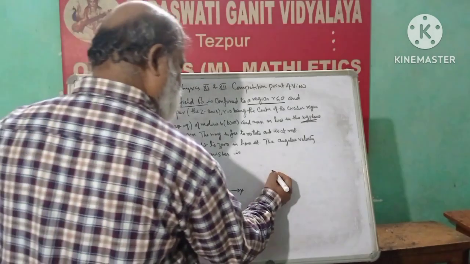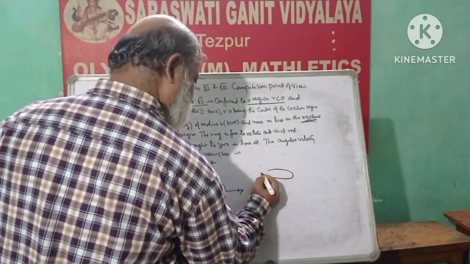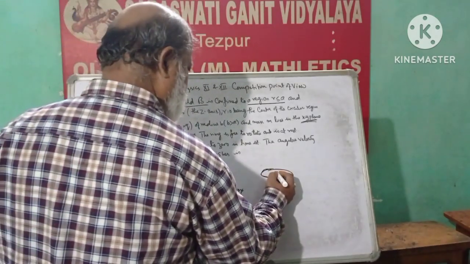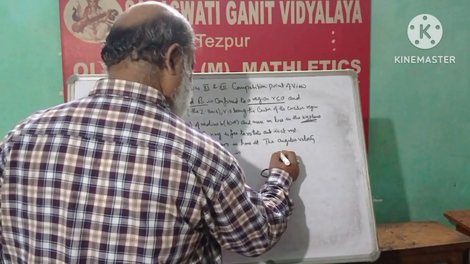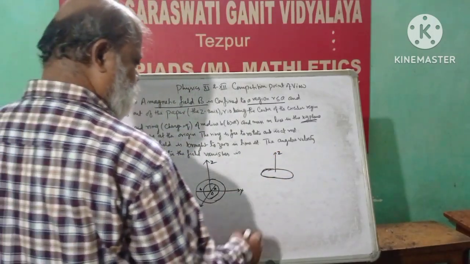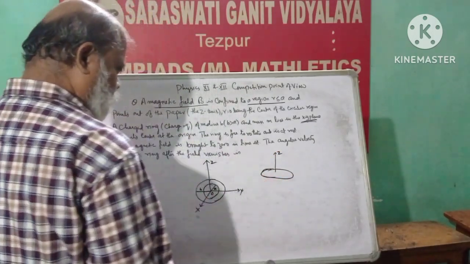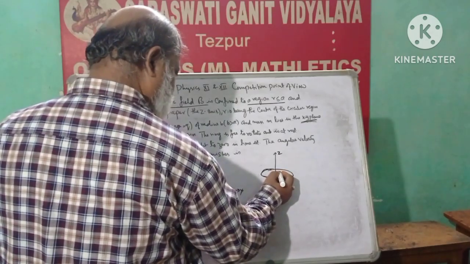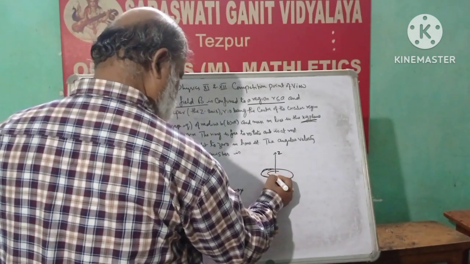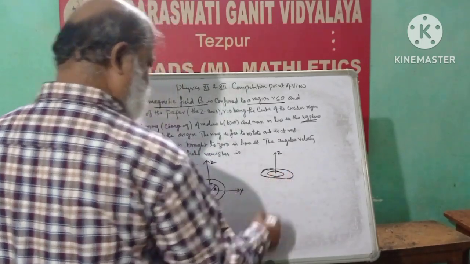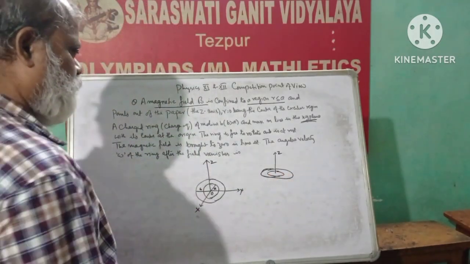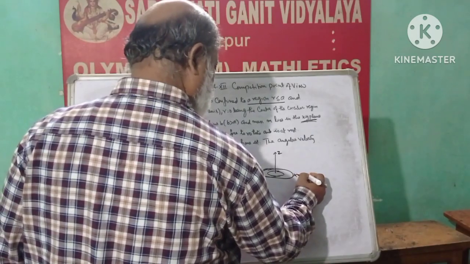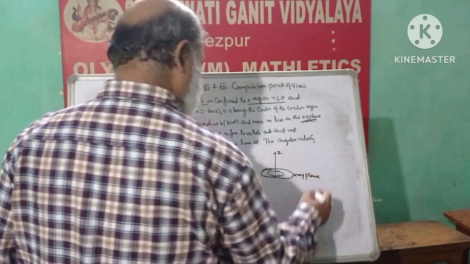That means this picture is somewhat like this. This is the xy plane, and here this is your z. This is the ring, and this is the magnetic field, somewhat like this in the xy plane.